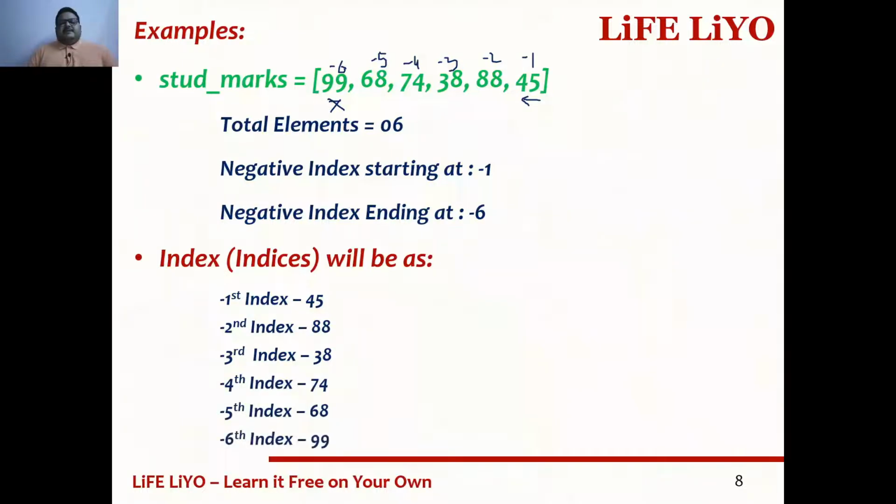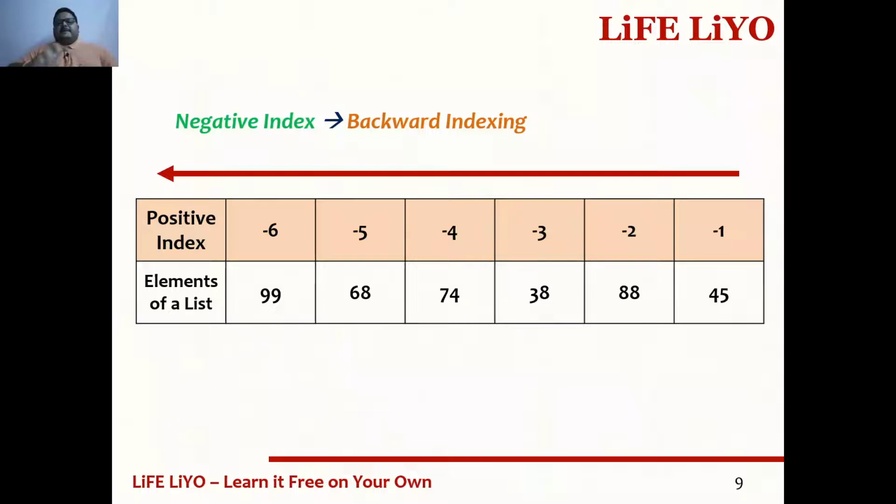So, these are the negative indexes. If you represent it in tabular format, this one is not positive, this one is negative. Negative index starts from the ending of the list. That's why the representation is given like this. So, the negative index starts from the ending of the list.